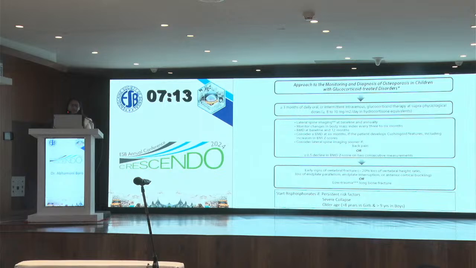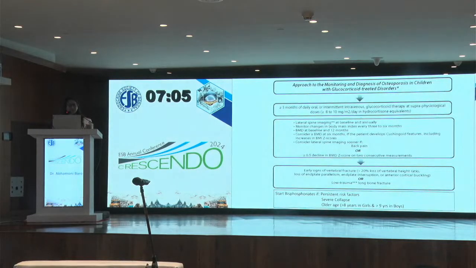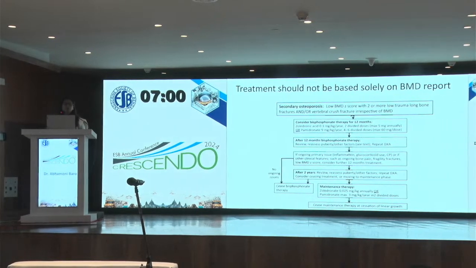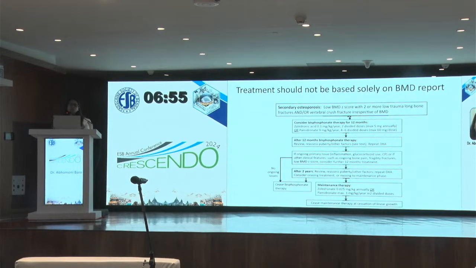If the steroid continues, if there are persistent risk factors, or if there is severe vertebral collapse, meaning more than 40% reduction in the height, and in older children, then we start the child on treatment. Treatment should not be based solely on the BMD report. Osteoporosis means low BMD plus 2 or more low trauma long bone fractures before 10 years or 3 or more long bone fractures after 10 years. And with a vertebral crush fracture, if present, irrespective of the BMD, it means that the child has secondary osteoporosis. So treatment depends on fractures along with low BMD.